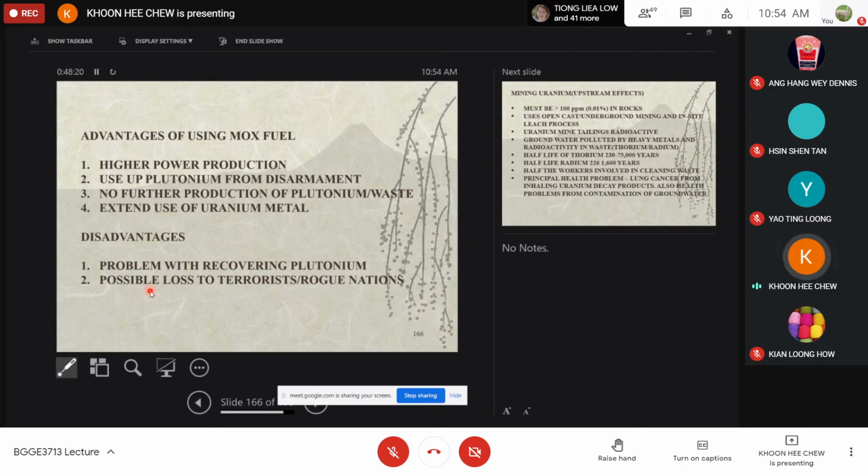Because the plutonium and all these nuclear materials can be converted into nuclear weapons, if it is lost to terrorists, then you are in trouble. Especially during the transportation of uranium from Australia to the destination power plant, security needs to be very tight, in case it is attacked by terrorists or whatever, which may cause a problem.